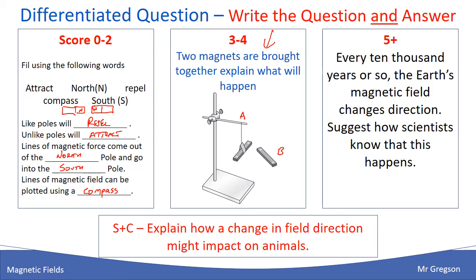Now, to start with, let's just say we've got a north here and a north here. What are 2 like poles going to do? Repel. So what's this magnet A going to do? Spin. It's going to repel, and spin around this way until this south is approaching this north. What are they going to do? Attract. So they're going to stick together, aren't they? They're going to come together. Magnetic fields are going to draw them together. They're going to be held by magnetic force.